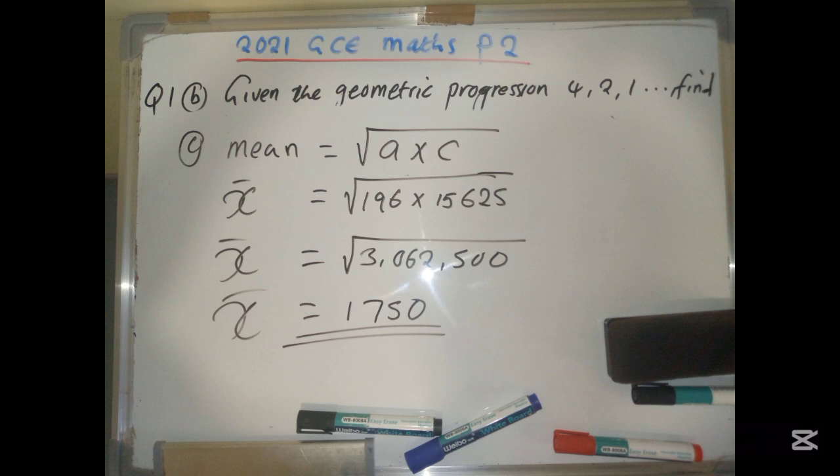Now coming to the geometric mean. They have given us 2 values, which are 196 and 15,625. So you just multiply. The geometric mean is equal to the square root of A times C. So we multiply 196 times 15,625. Then the answer that we get, we square root it. After getting our answer as 3,062,500, after we square root this answer, we now get 1,750 as our geometric mean.